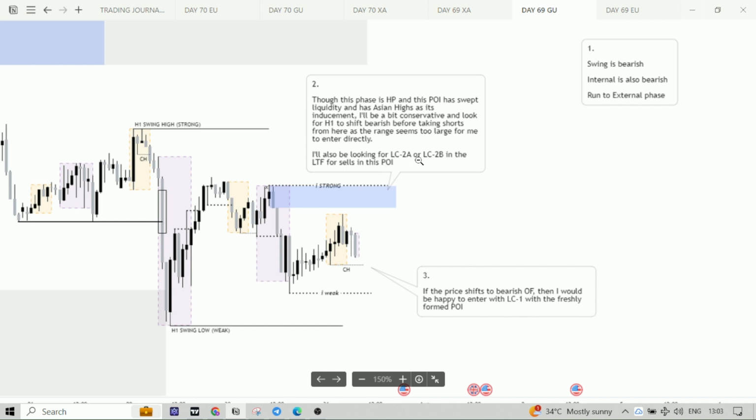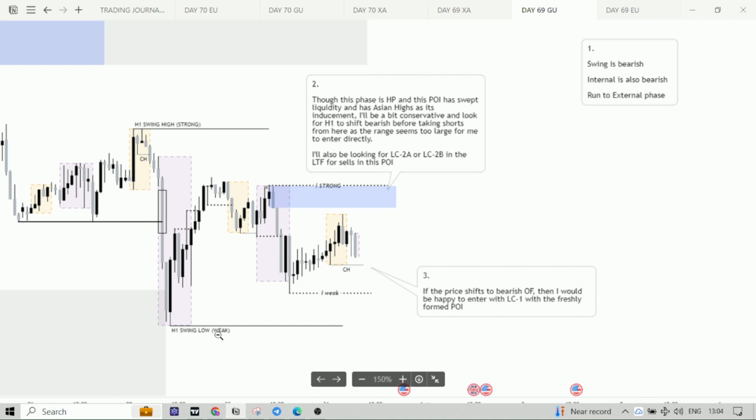I'm also looking for LC2A or LC2B in the lower time frame to sell this POI. So the conservative approach would be to wait for the M1 H1 shift and then trade from the freshly formed POI using LC1, or you can directly trade with this POI using LC2A or LC2B. This is a very good POI because it has swept liquidity, it has imbalance, it has made an order flow shift, and it formed in the London kill zone. It was formed during the trading session, not during the spread hours. So there is a good high probability that this POI can hold.